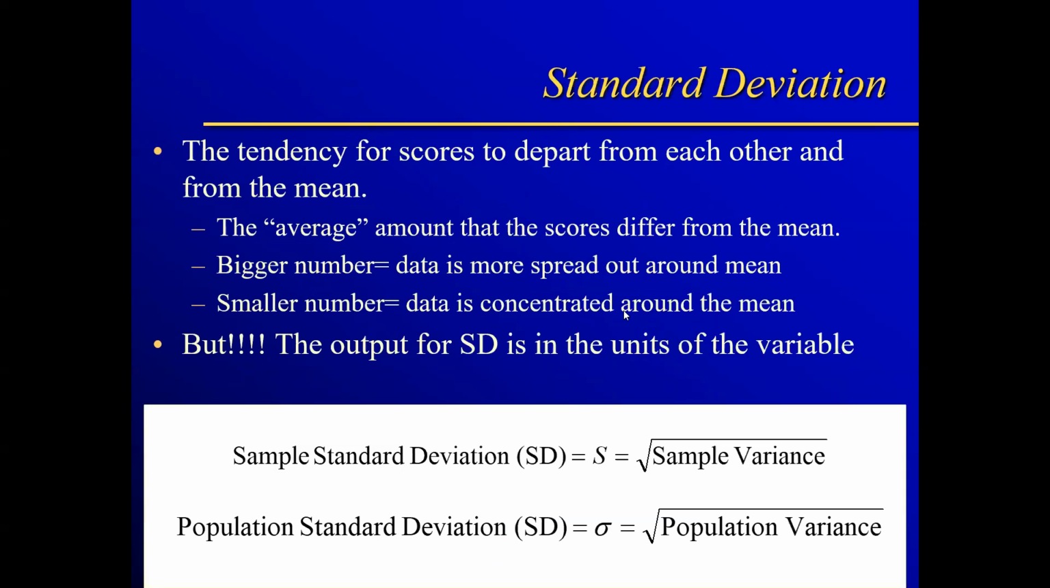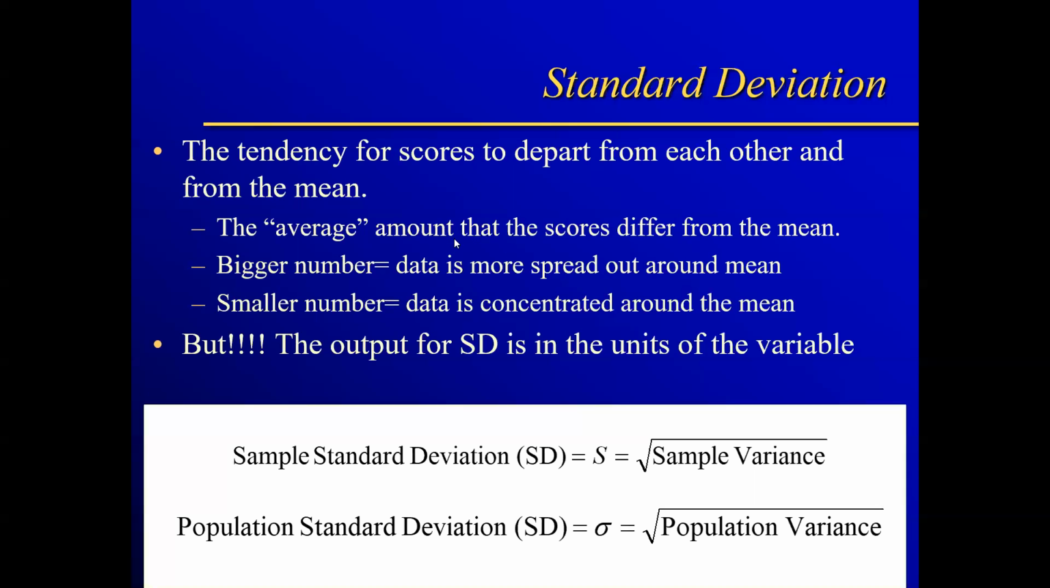And standard deviation is very similar to variance. It's actually almost the exact same, but this really important part right here: the output for standard deviation is in the units of the variable. And that doesn't make sense right now, but it's really going to make sense with an example later on. Just know standard deviation and variance are relatively the same thing, but standard deviation is more important for us.